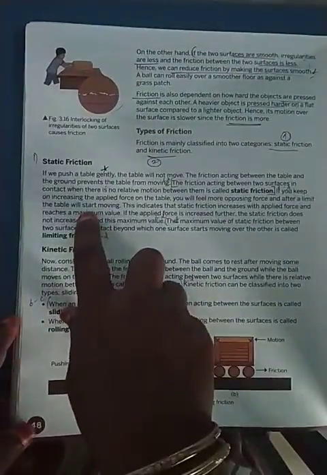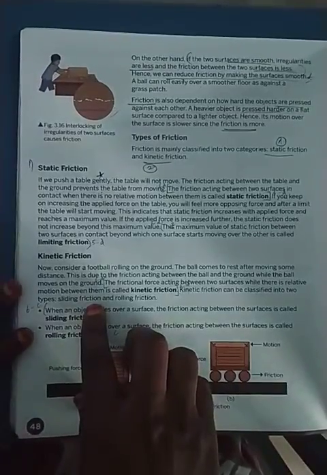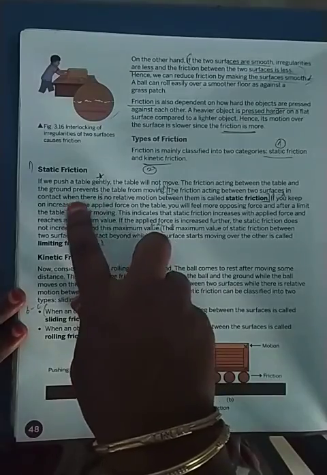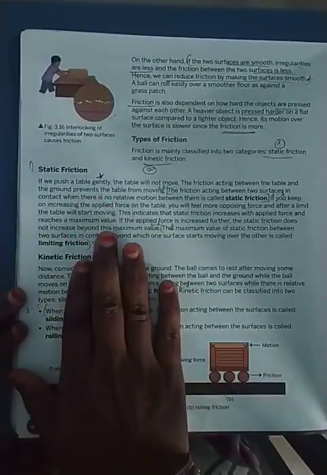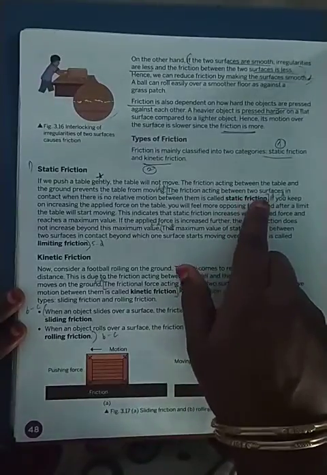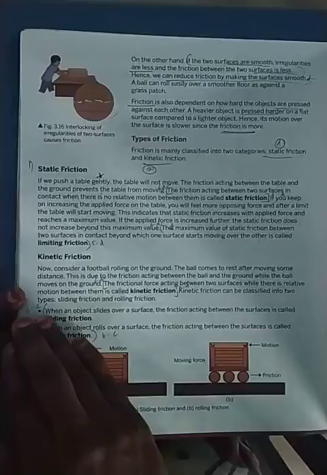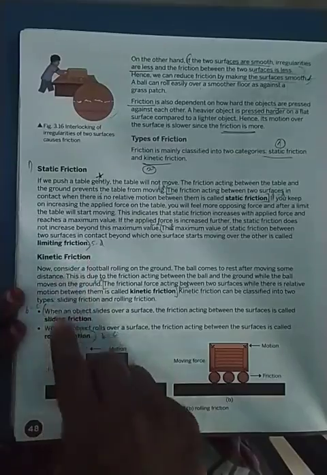And we are talking about the types of friction. One is static friction and another one is kinetic friction. Static friction is when the two surfaces are in contact but there is no relative motion. There is no motion at all but they are in contact. That is called static friction. The maximum value of the static friction just before the body starts to move is called limiting friction.